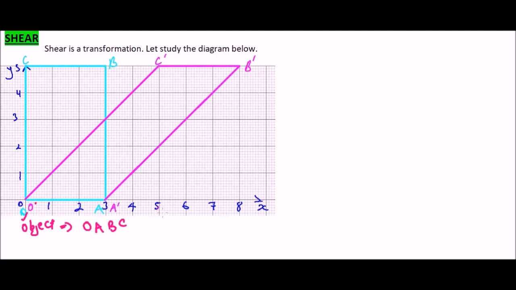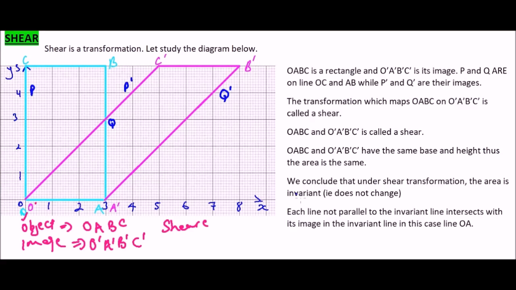So this is a transformation where we have our image, it is O prime, A prime, B prime, and C prime. Our object has been transformed, and the kind of transformation that has happened is known as shear. So how do we describe? We describe shear as follows. This is how we describe shear.